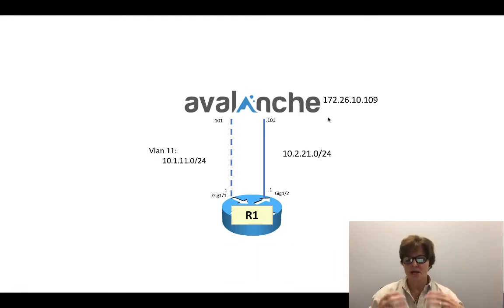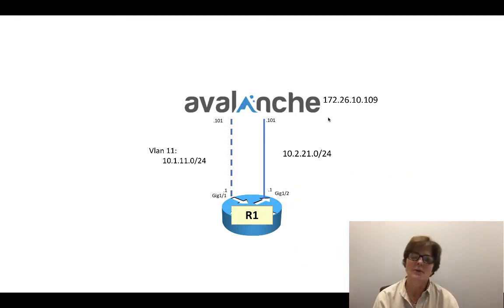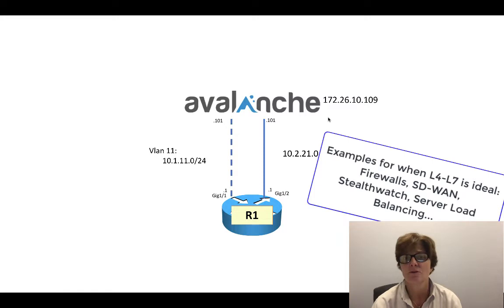So if I was doing a test between two switches, and what the customer wanted to see was that I had an EtherChannel between them and I pulled a link, I can see whether it's a tenth of a second or whatever it is, because with a packet blaster, it's not having a conversation. But there are times where layer 4 through 7 is what we want.